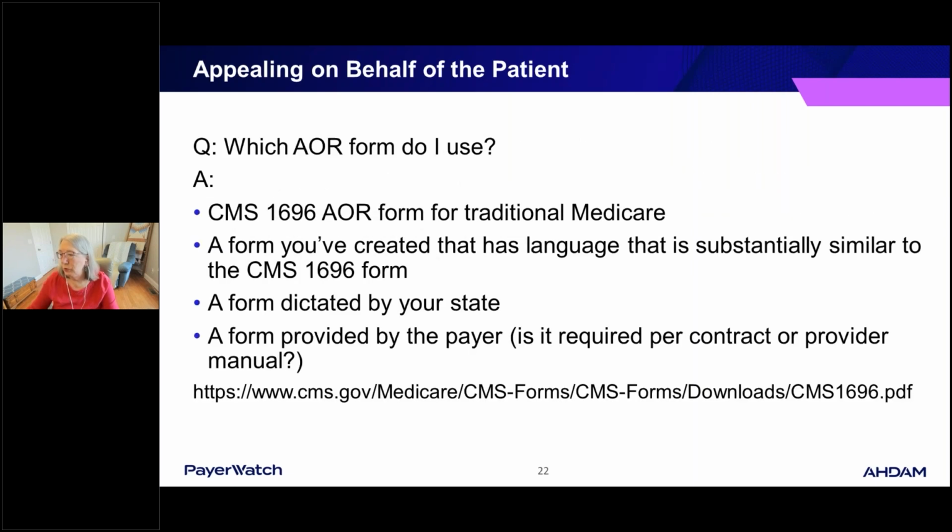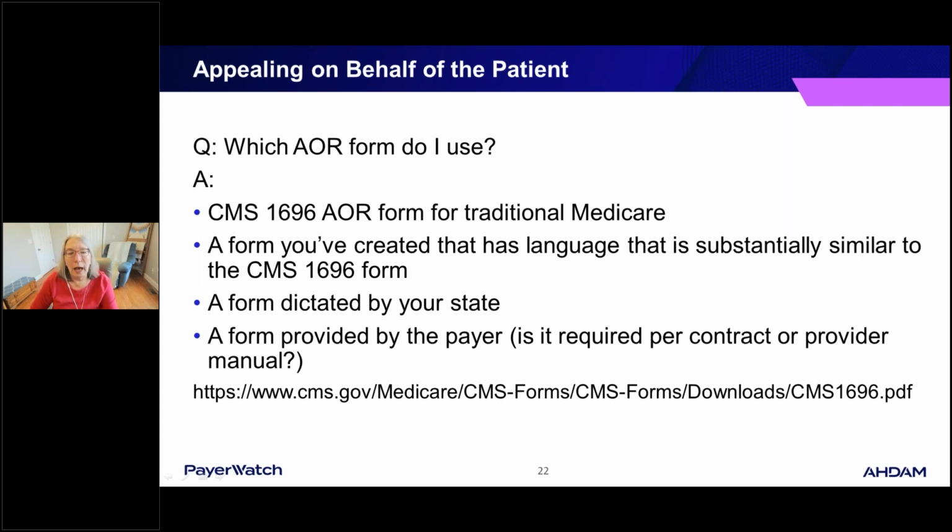Okay, so which form do you use? And again, this is our opinion, my opinion. The CMS 1696 form is the AOR form. So if you just search for CMS 1696, you can find it, or I've got the URL there. And that is used for traditional Medicare. But you could create a form yourself that has language that is substantially similar to the form and use that.